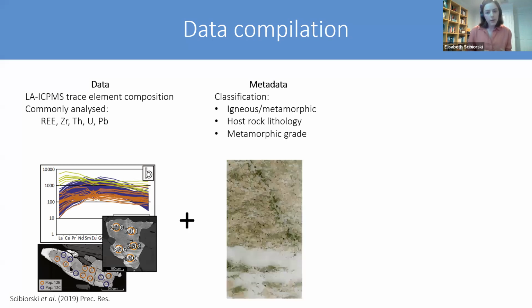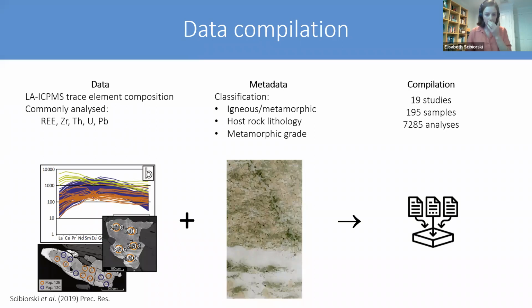Another thing in the compilation was making sure to add all the metadata. This is things like the lithology, the mineral assemblage, and anything the authors said about the paragenesis of that titanite. Specifically, we classified them according to the igneous and metamorphic origin, according to bulk rock composition and metamorphic grade. In the end, this resulted in just over 7,000 analyses in the compilation.